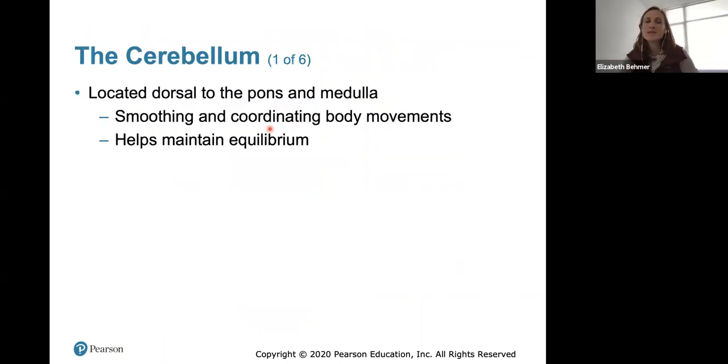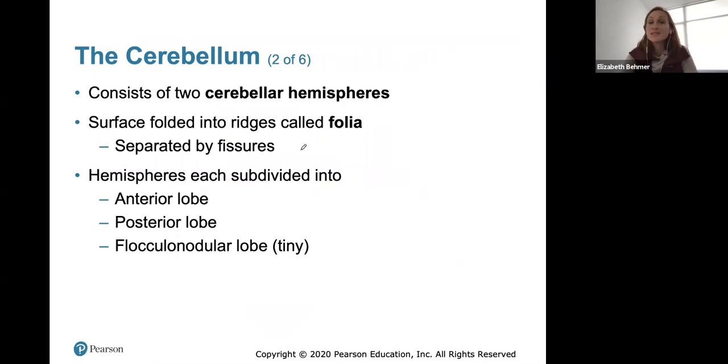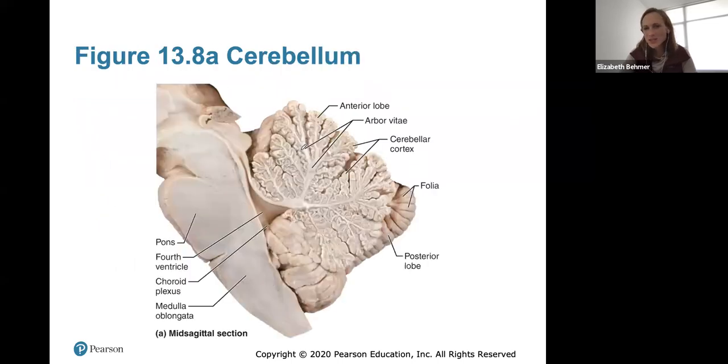The cerebellum then is located dorsal to the pons and the medulla. It works with smoothing and coordinating body movements and especially helps to maintain equilibrium. So this is the cerebellum's main job. It consists of two cerebellar hemispheres. They're separated by fissures and there are different lobes. So this is a look at the cerebellum.